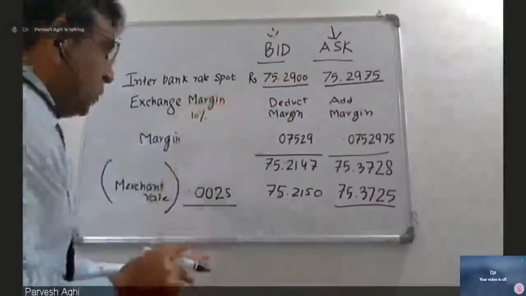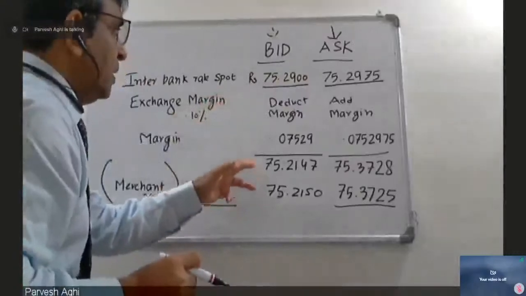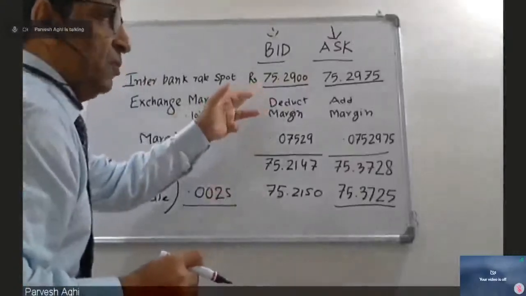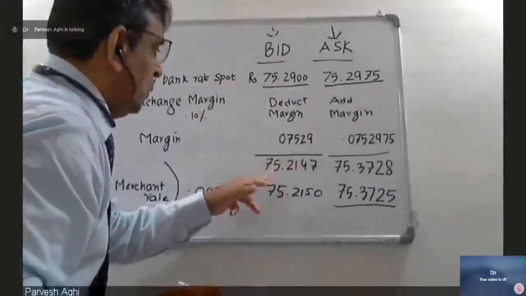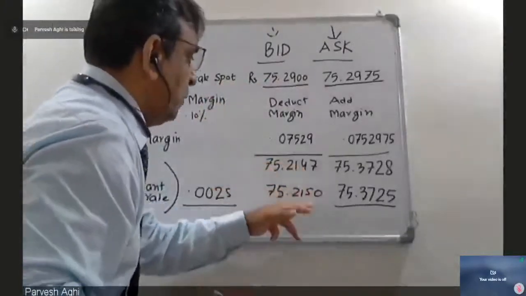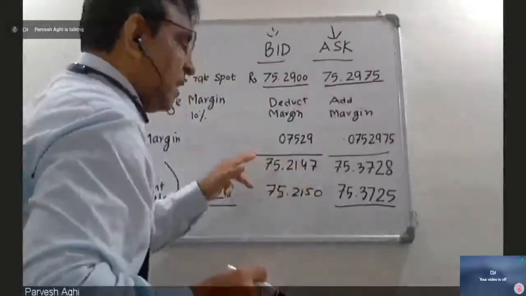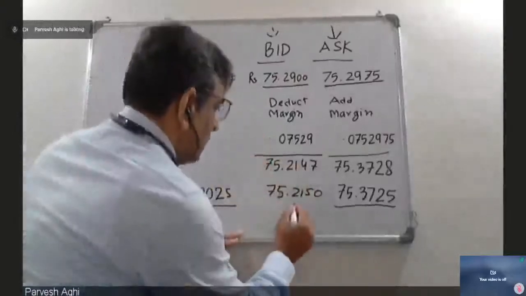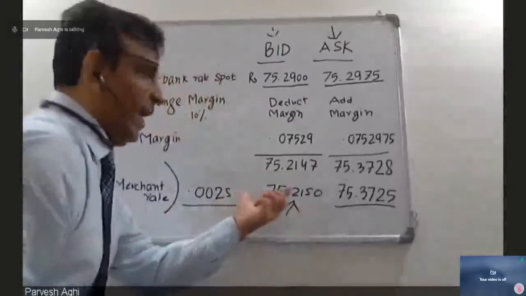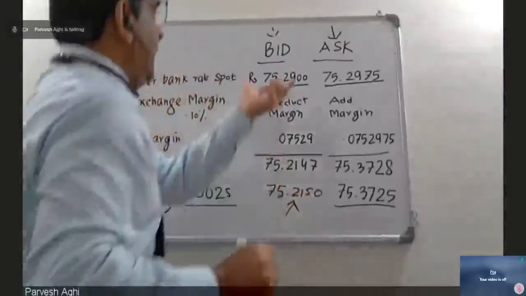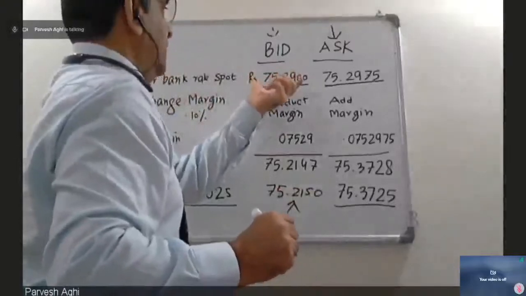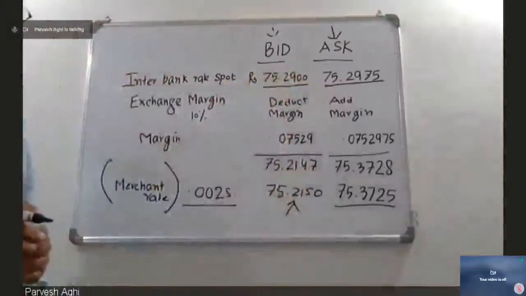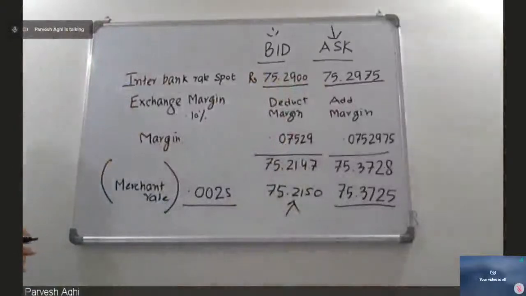So if you come and say, I want to sell my dollar, they can't buy at this rate. Otherwise, they will not be making any profit. So they will be offering a lower quotation. They will be giving you only 75.2150. The margin is deducted and then they will give you this. So that means you sell to the bank at this rate, and the bank will sell the dollar which they have got from you in the interbank market at this rate and make profit out of it. Okay, so hope you understand.